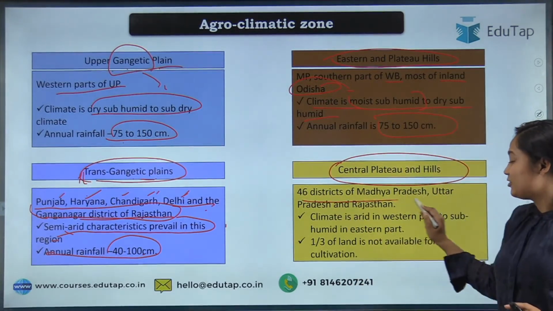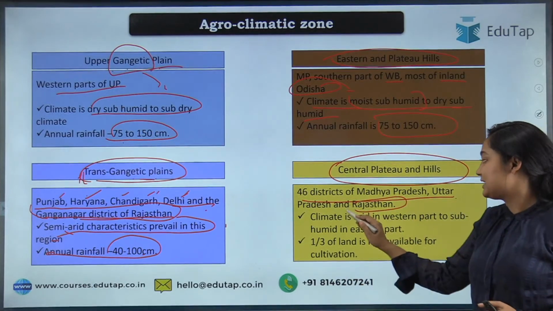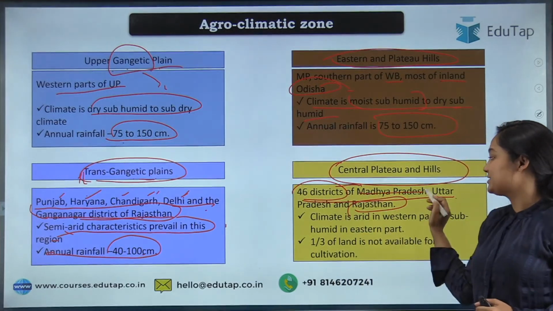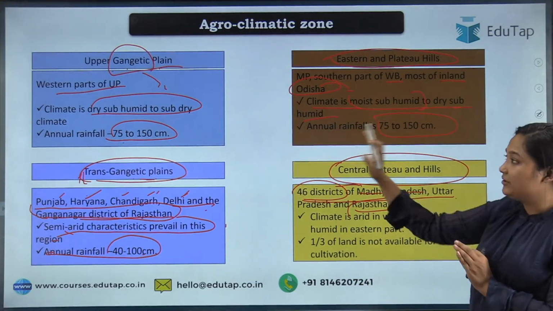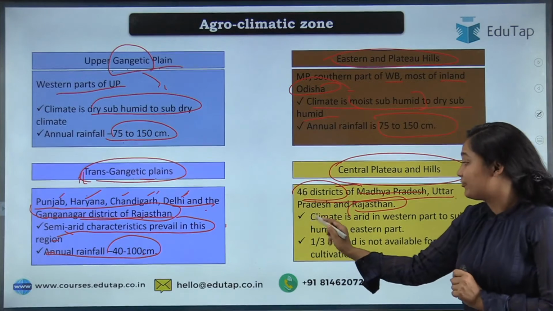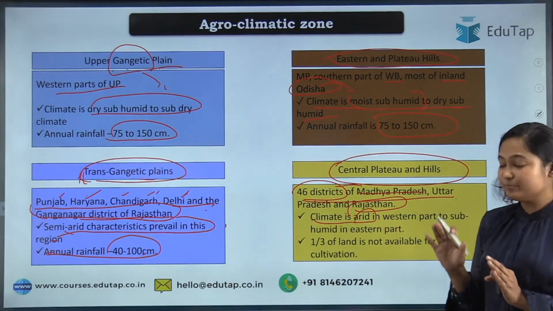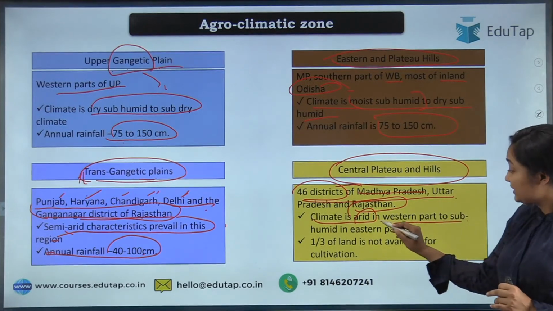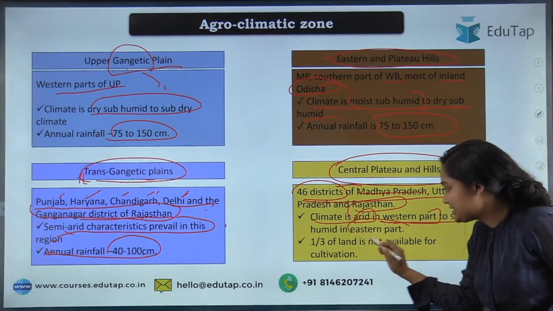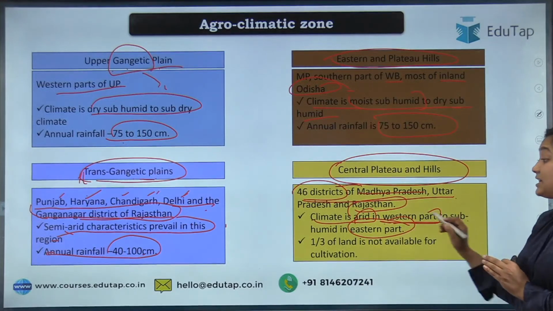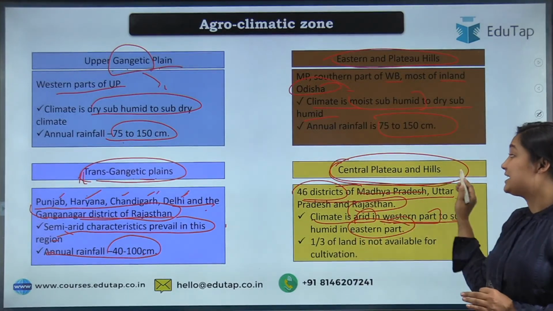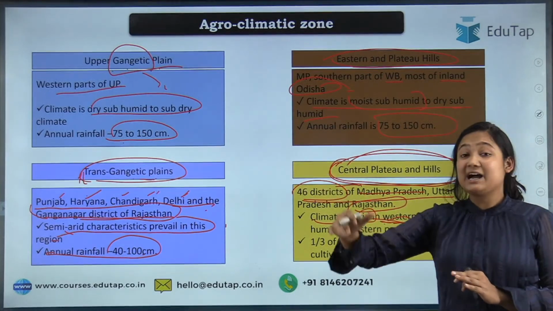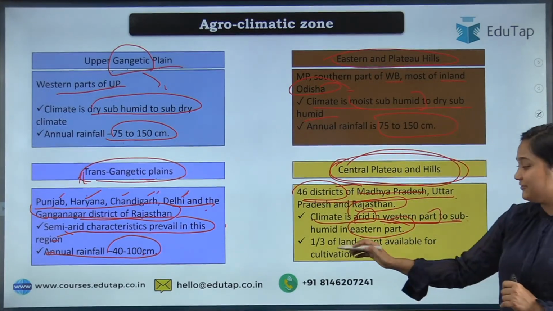So 46 districts of Madhya Pradesh, Uttar Pradesh and Rajasthan are covered here. The rest of Madhya Pradesh, where it is covered, we will discuss in the next slide. So for now, the climate is arid here. Okay, dry climate in the western part, and if we talk about the eastern part, the climate is subhumid. See, even in the same zone, the climatic difference is there. That's why ICAR has given a different classification.